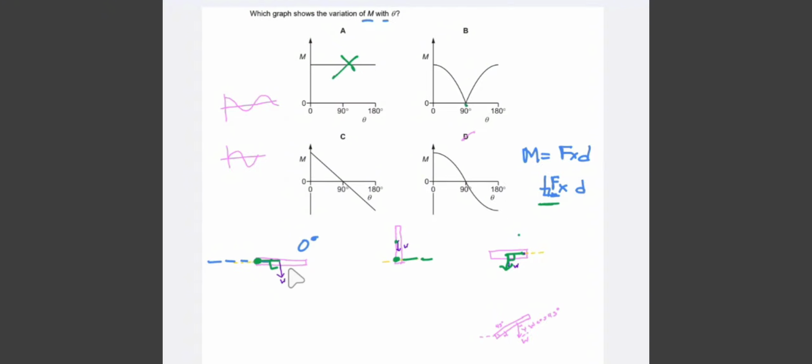Initially at 0 degrees, with respect to the pivot, the weight is acting downwards, so there is a clockwise moment. And at 180 degrees, with the weight acting downward, there is an anticlockwise moment. If we consider the clockwise moment as positive, then the anticlockwise moment must be negative. This is not B. Therefore, the option should be either C or D.